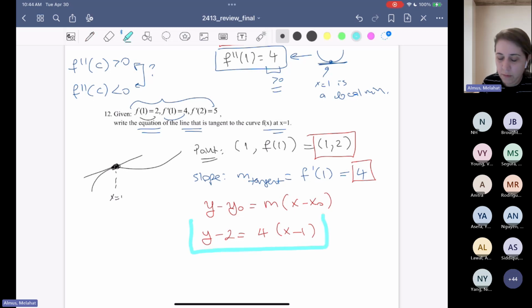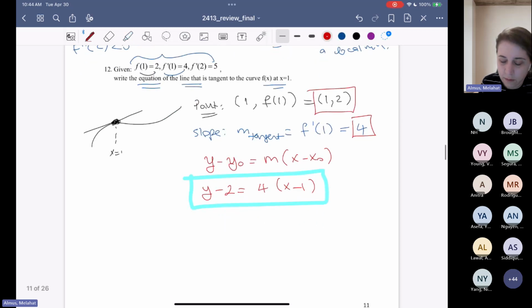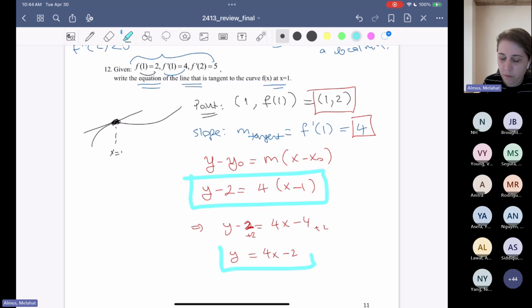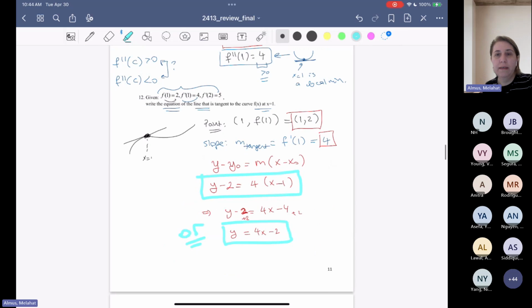But considering it might be multiple choice, you might have to do this so that you see your answer in the choices. And pick that one. Okay. This is about using the given information to write the equation of the tangent.